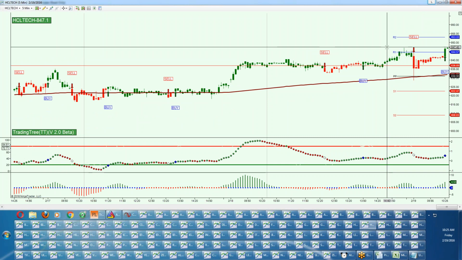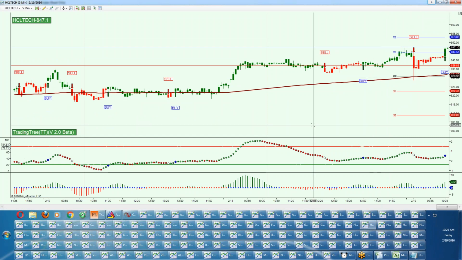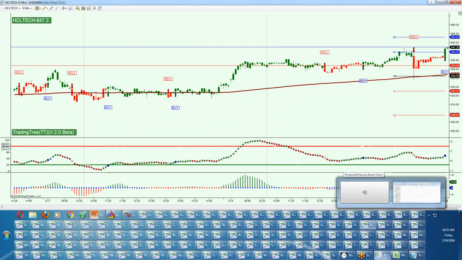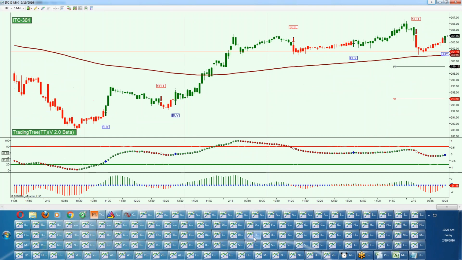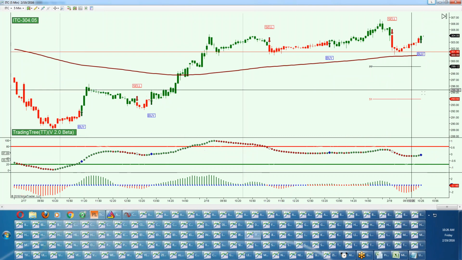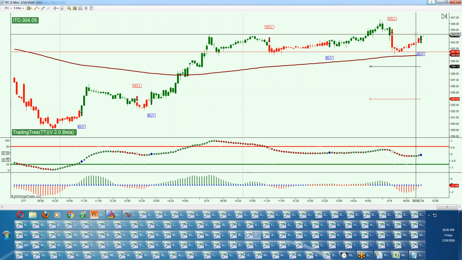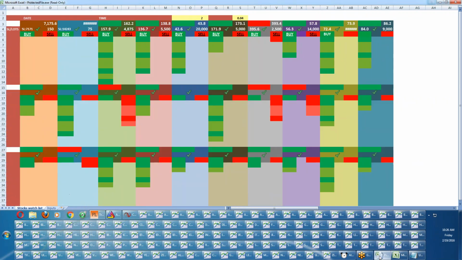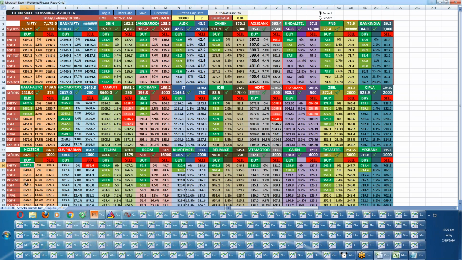So we can buy HCL Tech here at 847.40, and your first target will be 853. ITC, a safe level of buying will be 304.30. So we have an entry in HCL Tech.